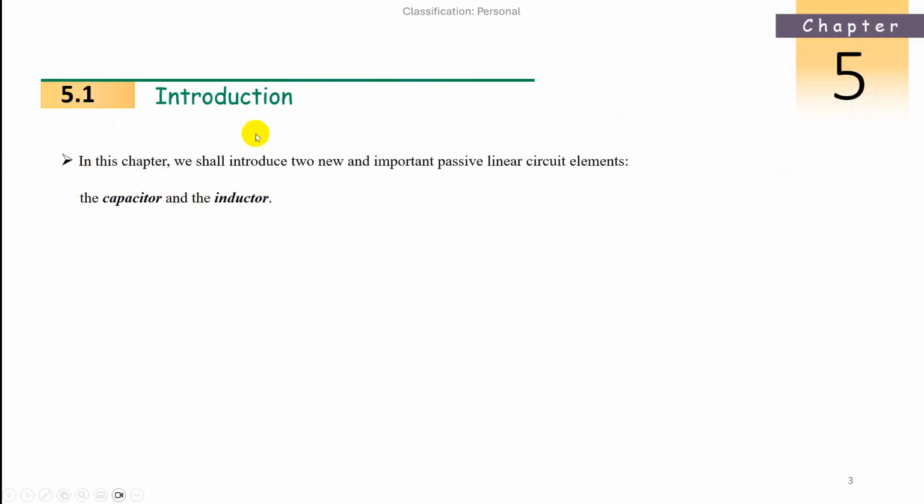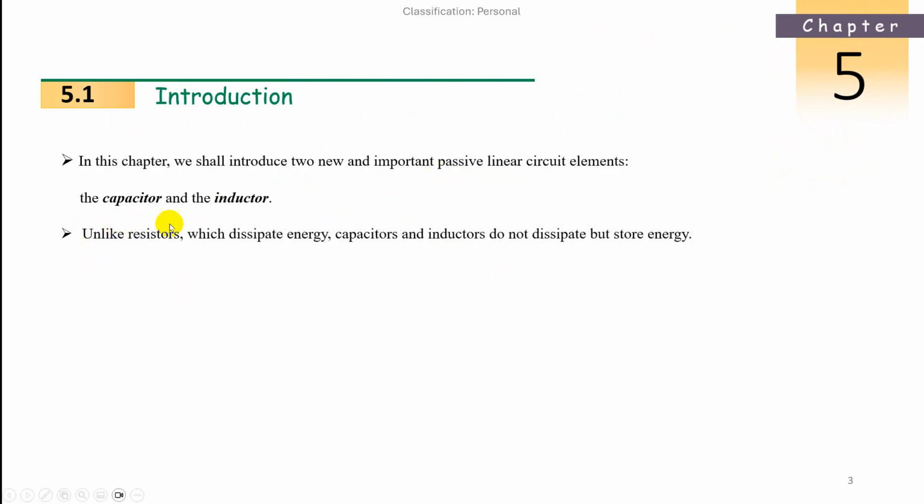In this chapter, we shall introduce new and important passive linear circuit elements, the capacitor and inductor. Unlike the resistor, which is all we studied till now, a passive element which dissipates energy, meaning it wastes the energy and gives it into the atmosphere, capacitors and inductors do not dissipate or waste the energy. They will store the energy.